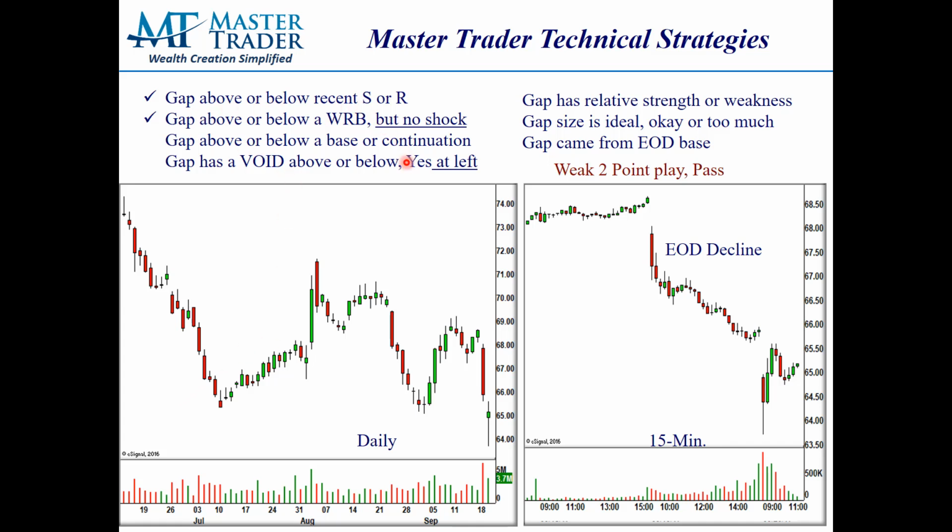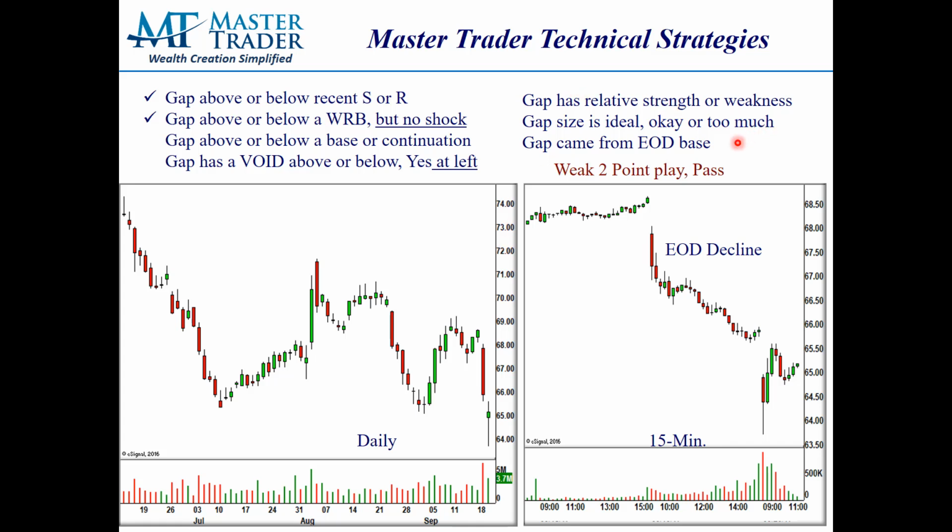Above or below recent support or resistance. Well, it did clear this support here, but it happened after a wide range bar down. There's no shock to it. It moved from this area of resistance all the way down past this support. This is not what we're looking for. Below a base or continuation. It got below this pivot, but as already mentioned, it's already fallen from up here all the way down here. Relative strength to weakness, I didn't give it a point.